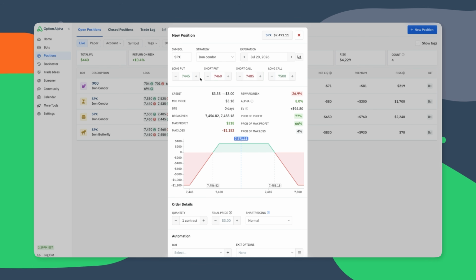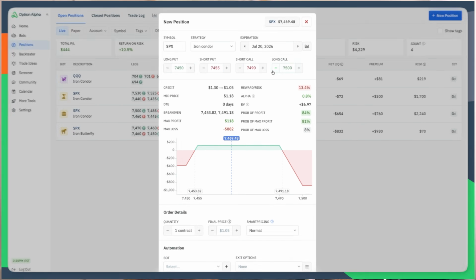Now, I need to ask, is the range wide enough? Is the credit worth the risk? Is the probability in the range I want? Is the max loss acceptable? Is there enough time? And what is my exit plan? Just because I can build an iron condor doesn't mean it automatically is a valid trade. The trade still has to match my plan.